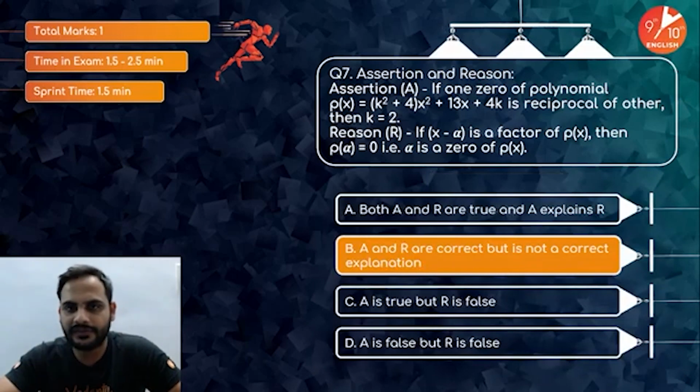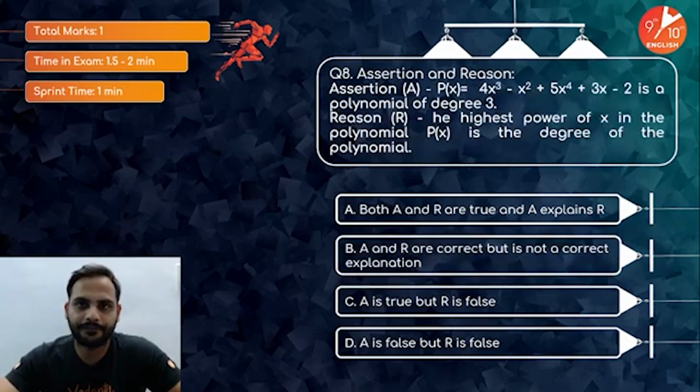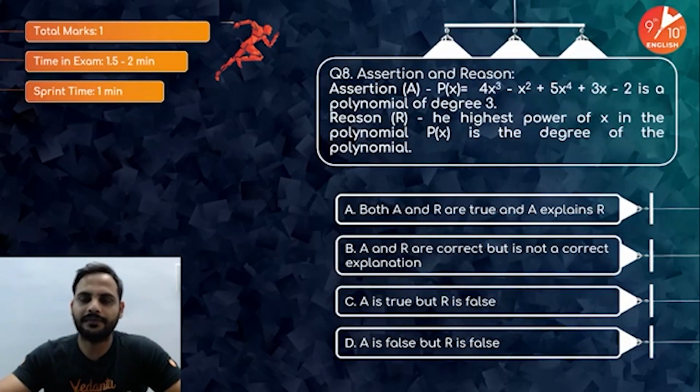Easy. So in assertion reason, first you need to identify whether both the statements are correct or not. If any one of them is false, C or D will be your answer depending upon which is false. If both are correct, then you have to see whether it is the correct explanation, whether reason is the statement which you have used to prove A. Okay. Now, next one, assertion and reason.